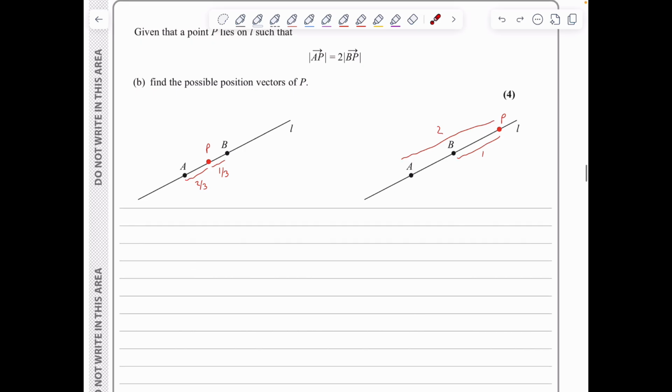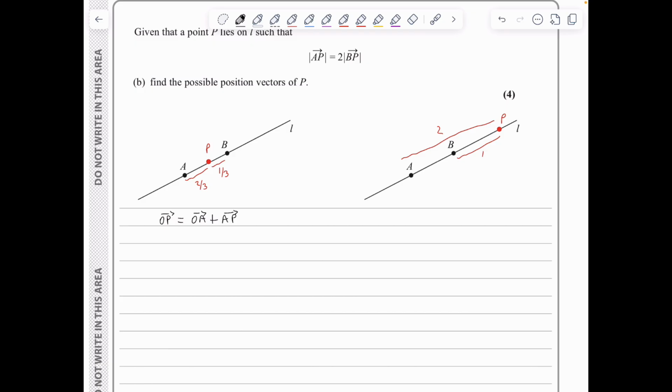So for the first scenario, we're trying to find OP, which I will write as OA plus AP. So I'm simply saying that to go from O to P, I will go from O to A and then from A to P.